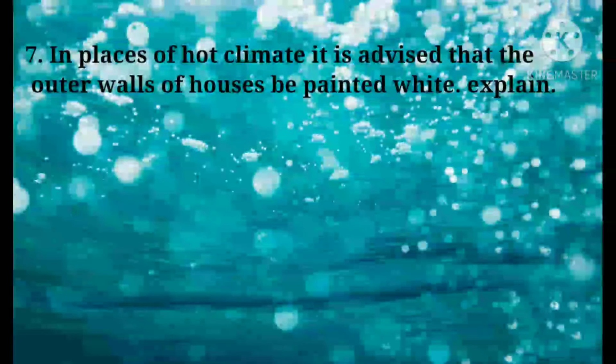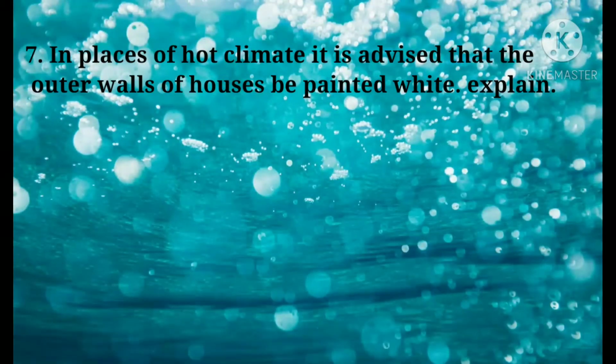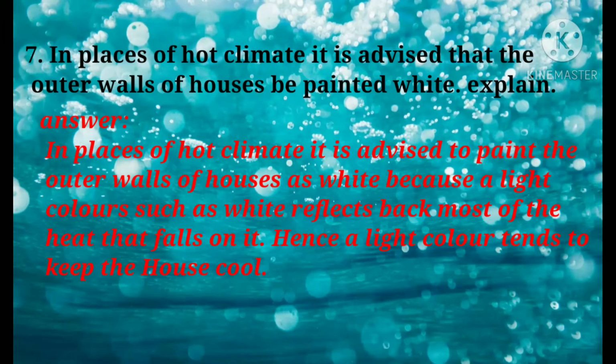Question number 7. In places of hot climate, it is advised that the outer walls of houses be painted white. Explain. Answer. In places of hot climate, it is advised to paint the outer wall of houses as white because a light color such as white reflects back most of the heat that falls on it. Hence, a light color tends to keep the house cool.